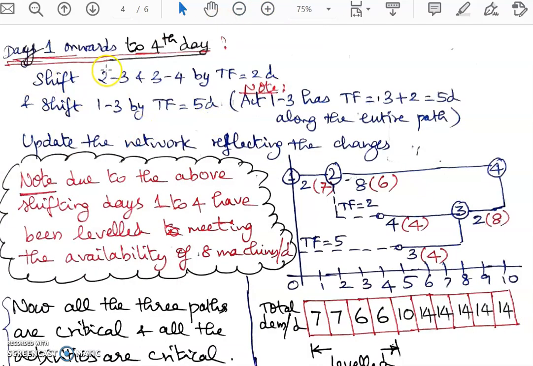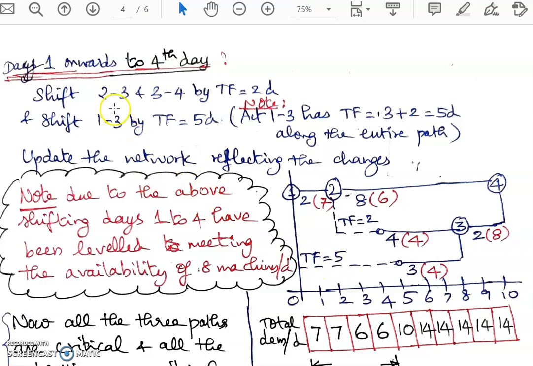So what have I done here? I have started with day 1 onwards. I find in the graph that 3 activities are non-critical. So I am going to shift all 3 activities by their float values. These are activities 2, 3 and 3, 4, which each have a total float of 2 days, and activity 1, 3 has a total float of 5 days.